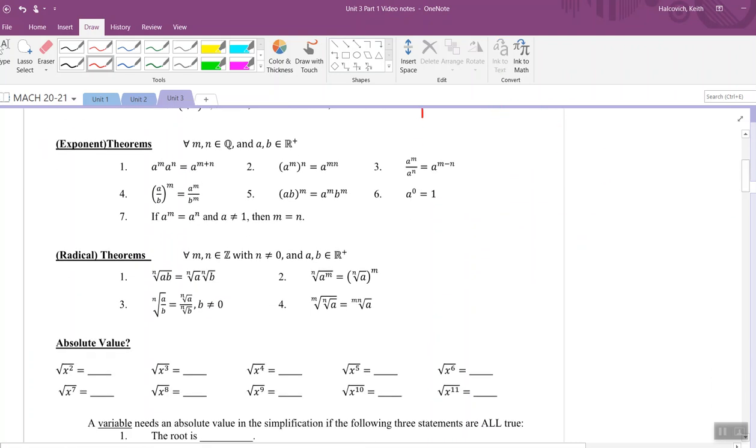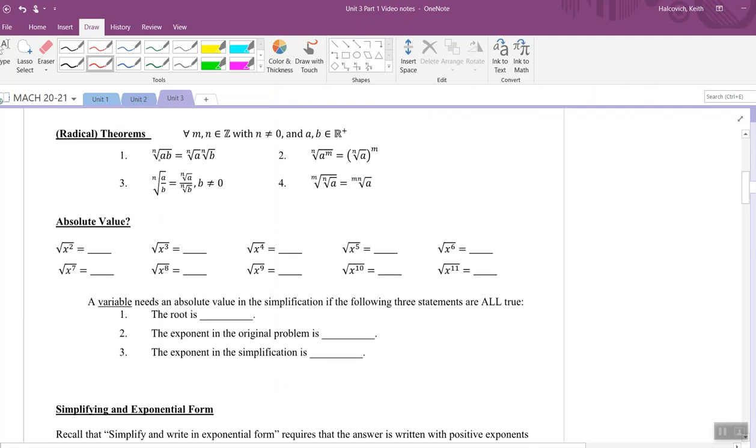Then there's some theorems. Remember, if you're multiplying things of the same base with exponents, you add the exponents. If you're raising a power to a power, you multiply the exponents, and if you're dividing, you subtract. Here, if you're raising a fraction to a power, you can distribute that exponent to both parts of the fraction. Same thing if you have a product to a power, and any number to the 0 power is 1. And in order for two things of the same base with exponents to be the same, the exponents have to be equal, and we'll use this to solve exponential equations.